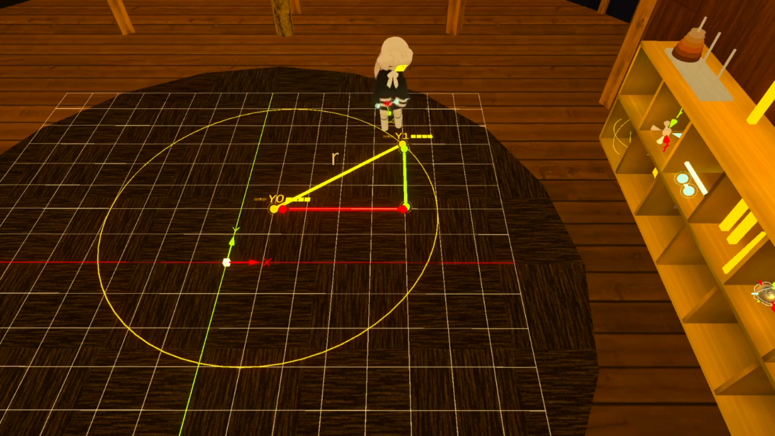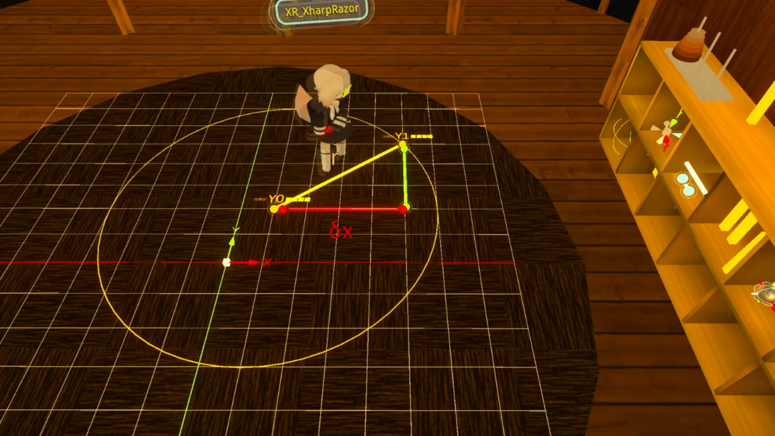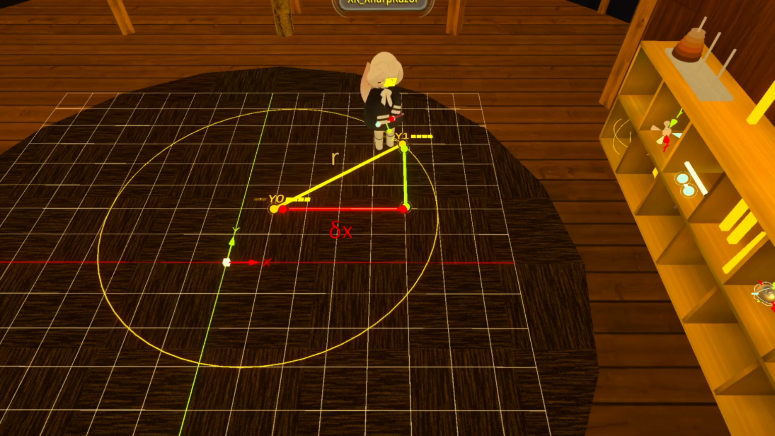So let's just say I pick p1 over here, for convenience, but of course you can pick any point you want. In this case, the red side is once again delta x, the difference between the 2 points along our x-axis. And then we have our delta y, which is the difference between the 2 points along the y-axis.